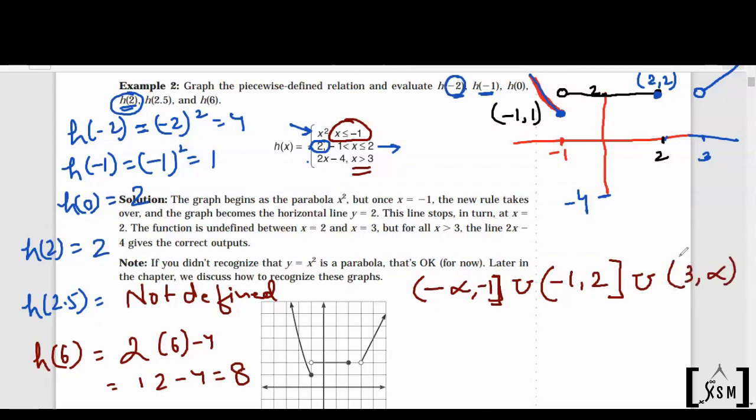At 3, you can see I have kept this kind of bracket because it is a hollow circle, right? At infinity, it is always open. So this is my domain for x. Okay, that is my domain. Let's talk about range.